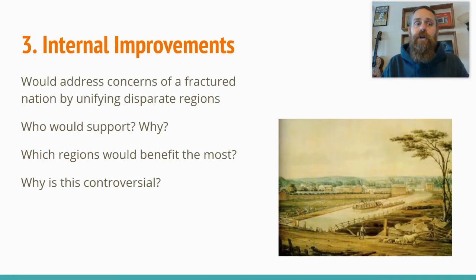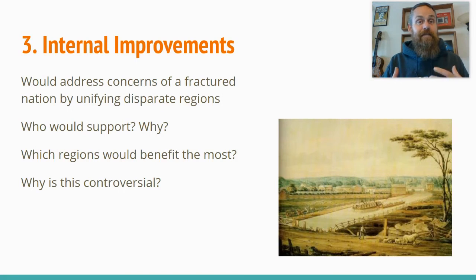Okay, lastly, internal improvements. And a lot of folks thought this would address concerns that the country was getting too big and too spread out, and it was going to be fractured as a result of that. If we could create good national networks of transportation, the idea was we would be bound together as a nation. This, again, is maybe going to break along regional lines. There are some regions, it's argued, that are going to benefit most from these transportation networks, namely those that are sending out and now able to sell their manufactured goods to the other regions, particularly the Northeast selling to the West.